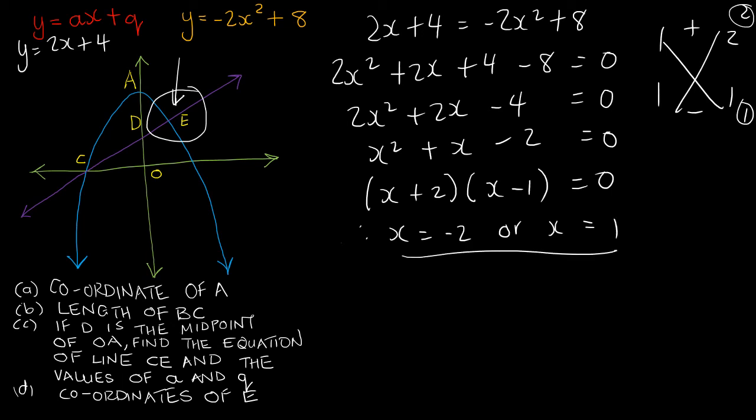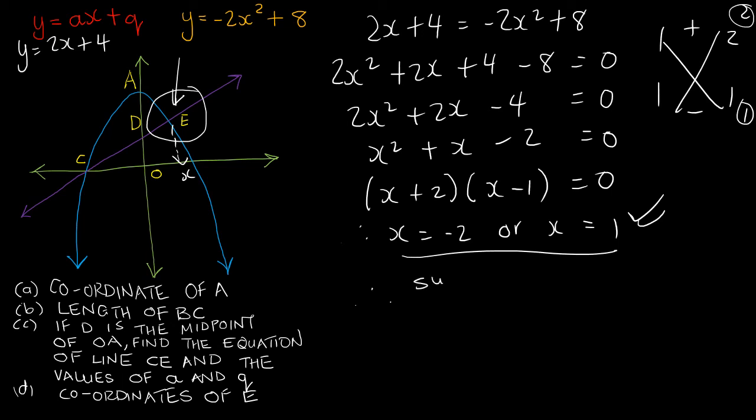Okay, so now by looking at this here, we see the position of E. There will be a positive x value. So therefore, this will be the x value of E. We don't know the y value. Remember, they want the coordinates. So we'll have to substitute that now.